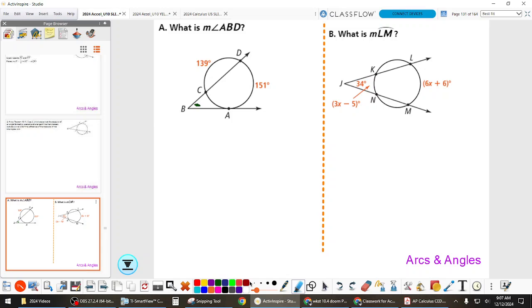Let's set this one up. So one half, is it add or subtract? Subtract. Good. So one half of 151 minus 70, which is, what is that? 81. Yeah, it would be 81.